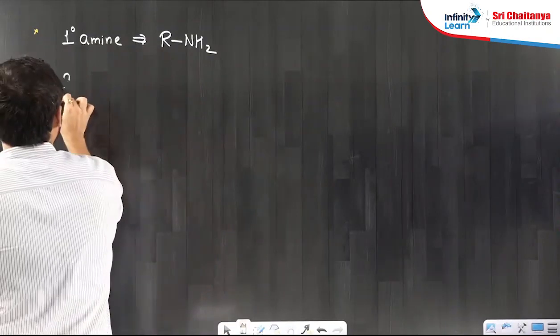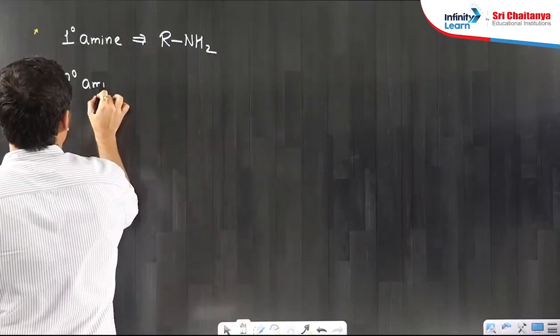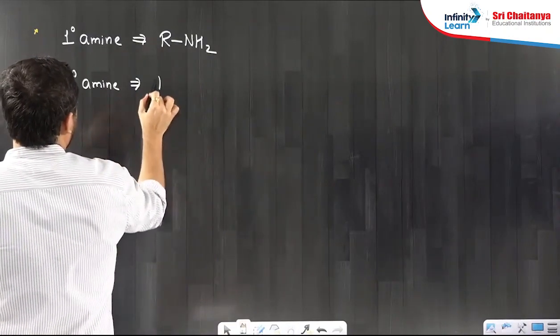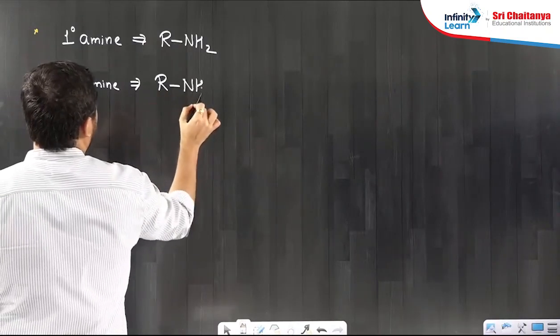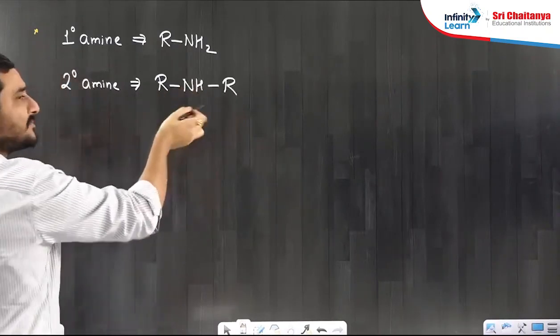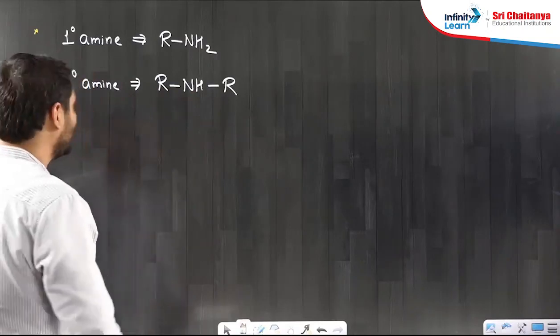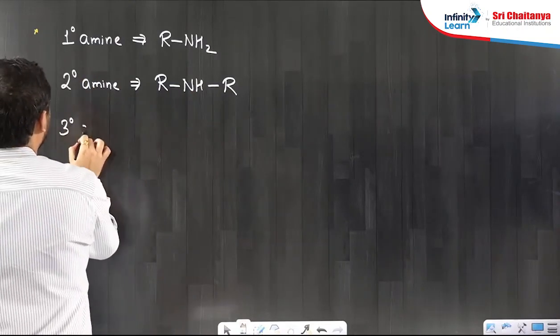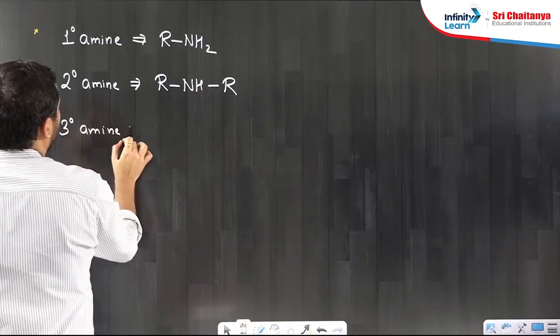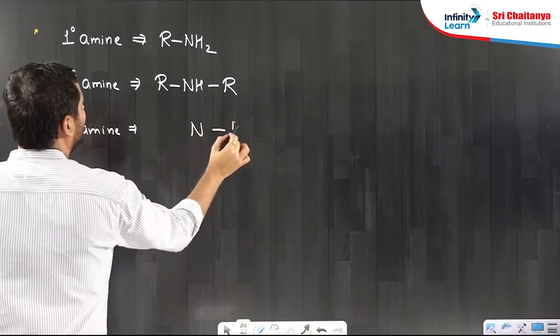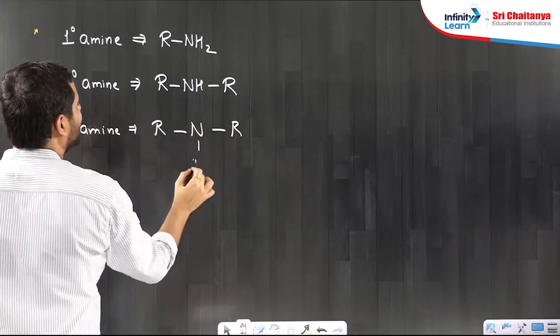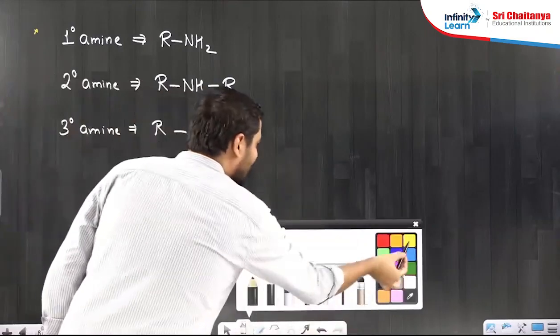If we have to write the representation for a secondary amine, then it is RNHR. On both sides, what is present? An alkyl group with an NH group. And in a tertiary amine, what is the representation? N, and on all sides, what is present? Alkyl group.